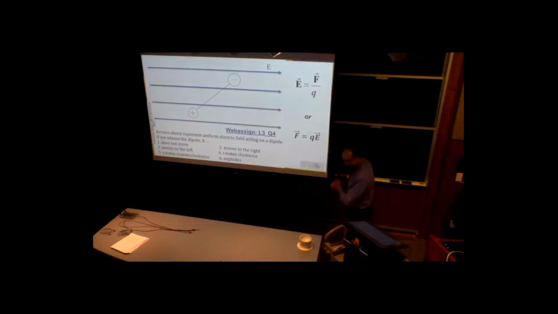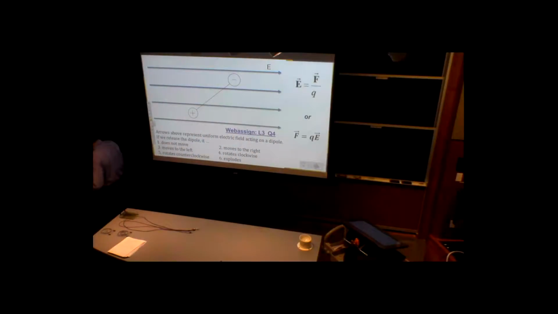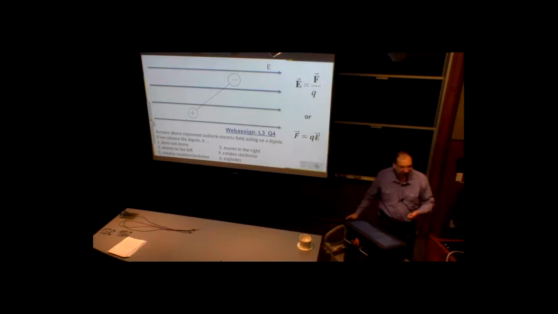Question. Now we have a dipole placed in the uniform electric field and released from rest. What might happen? What choices do we have? Well, nothing or something. If something is happening, what choices do we have? It might move in a certain direction, left, right, up, down, or it might spin in a certain direction, counterclockwise, clockwise.